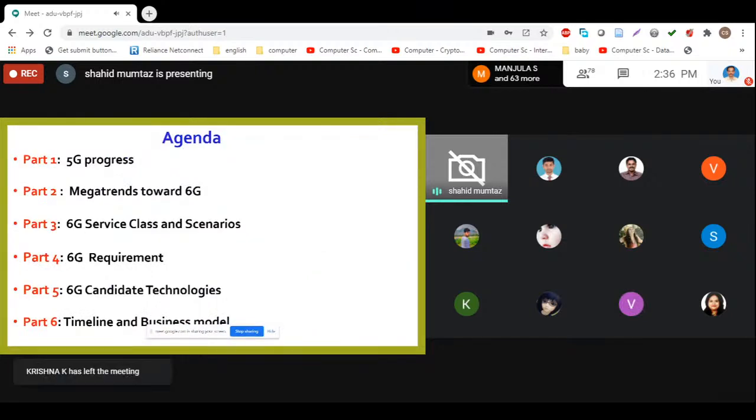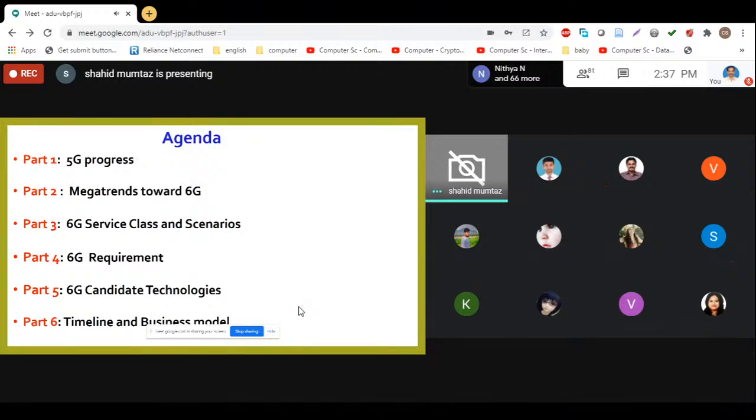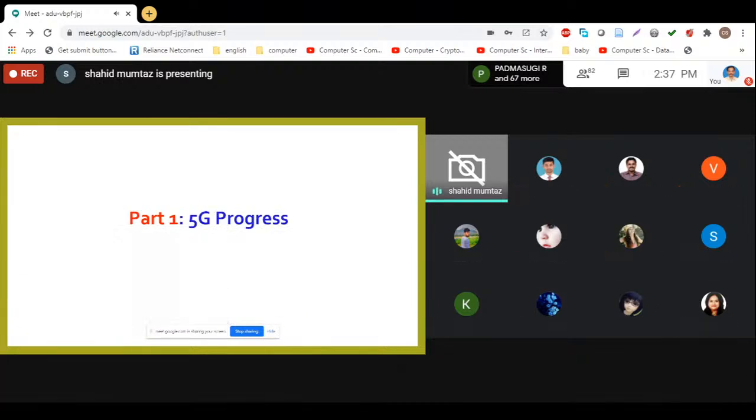Today I will take more or less 1 hour and 30 minutes. I'll try to finish within that time. So I start with 5G progress. Then I will talk on mega trends toward 6G, 6G service classes and scenarios. And then 6G requirements, what are the candidate technologies for 6G, and what are the timeline and the business model for 6G. In fact, I have a separate presentation on 5G, but I will not talk in more detail about 5G today because we don't have time. So maybe some other time I will discuss 5G technologies separately. I just give you a brief introduction here, what 5G is and where we are.